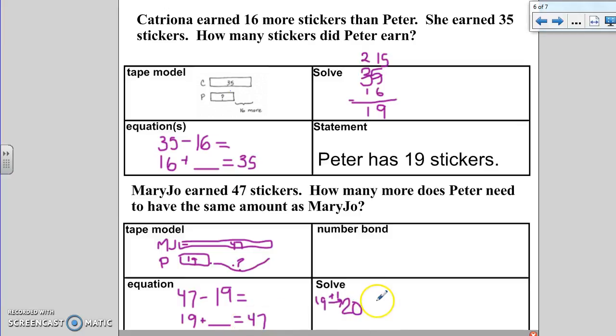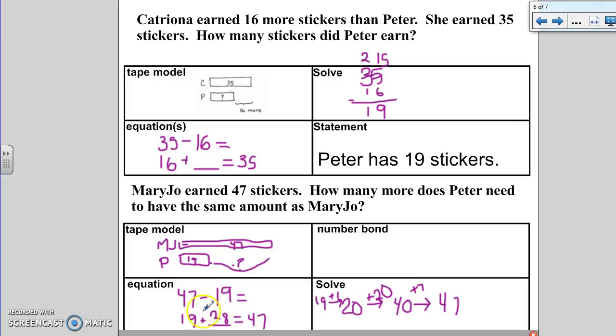If I think 2 more 10s would make 40, I'll add 2 more 10s, and the value of that is 20, because I know 20 plus 20 is 40. I'm not at 47 yet. I'm at 40, so all I have to do is add 7 more to get me to 47. Then I have to go back and decide how much I added. Here I added 20. 7 plus 1 more is 28. So I know Peter needs 28 more stickers to have the same amount as Mary Jo, which is 47.